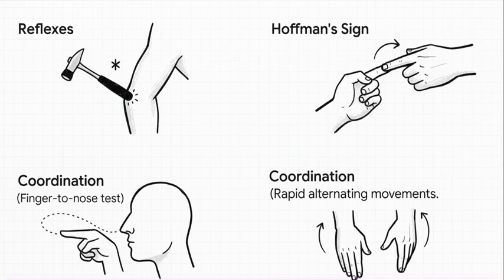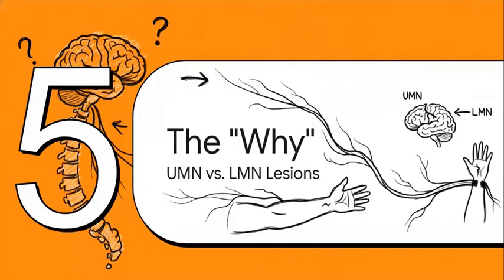Then we check coordination. The finger-to-nose test is great for checking something called dysmetria. Basically, can they touch their nose smoothly, or do they kind of miss the target? And then there's this monster of a word, ready for it? Dysdiadochokinesia. I know, right? It's a mouthful. But all it really means is that the patient has a hard time with fast back-and-forth movements, like flipping their hands over and over quickly. If you see either of those coordination problems, a little light bulb should go off in your head that says cerebellum.